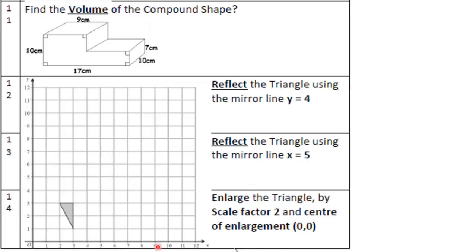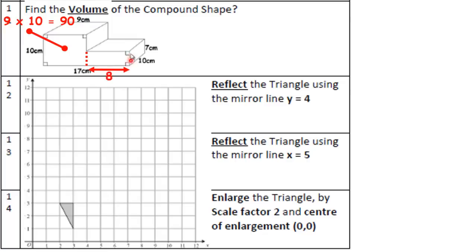Question 11. Find the volume of the compound shape. So I need to split it here. A lot of people are happy with that. We're going to work out the area of the front. Area of the front, that there is 9, that there is 10. So 9 times 10 is 90. This one here, I don't know what that distance is, but I know it's 17 all the way across and it's 9 over there. So 17 take away 9 is 8. That distance there is going to be 8.